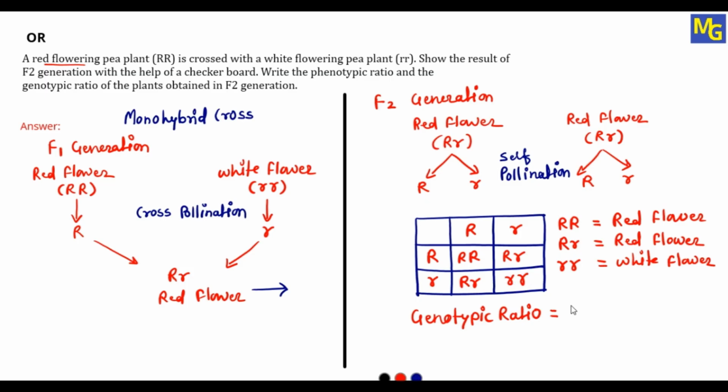Therefore the genotypic ratio is 1 is to 2 is to 1. Here this 1 is capital R, capital R, this 2 is capital R, small r, and this is small r, small r.